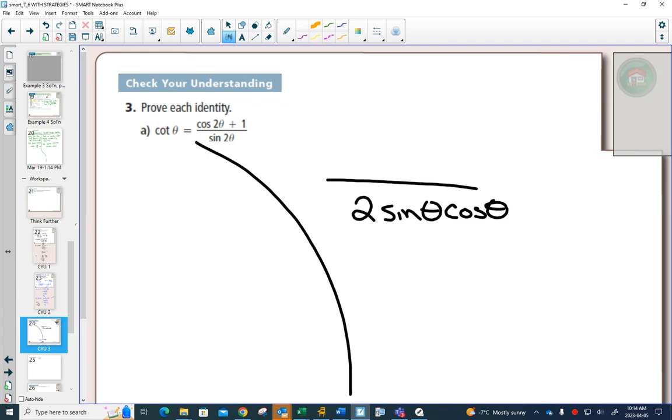But the problem is the cos 2 theta has more than one option. There are 3 that you can choose from. And in this one in particular, one of them is going to be better than the other 2. So I want you to look at all 3 and make a decision of which one you think would be better.